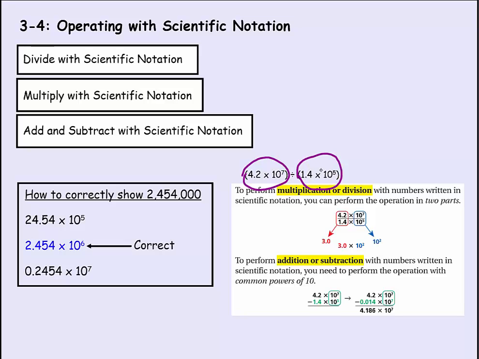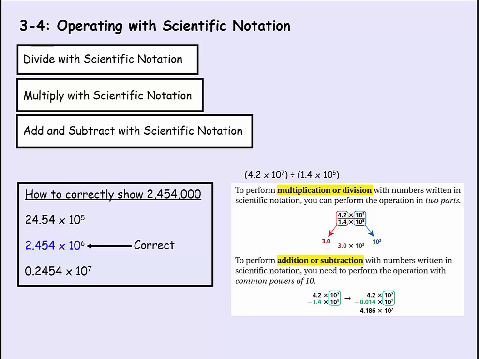When you do math problems with these two numbers, some people find it pretty daunting because the numbers are pretty large and because it's written in a format we're not really used to, which is scientific notation. When you come across these problems with multiplication or division or addition and subtraction, there's different ways you can go about it. To perform multiplication or division with numbers written in scientific notation, you could perform the operation in two parts. And here's what they mean by that.